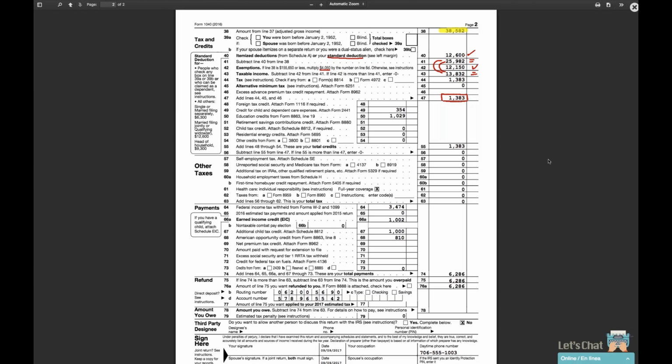Remember, we haven't even talked about how much money they have contributed. We haven't talked about how much money they have paid throughout the year. This is just the taxes based on simple numbers. All right, but here we go.